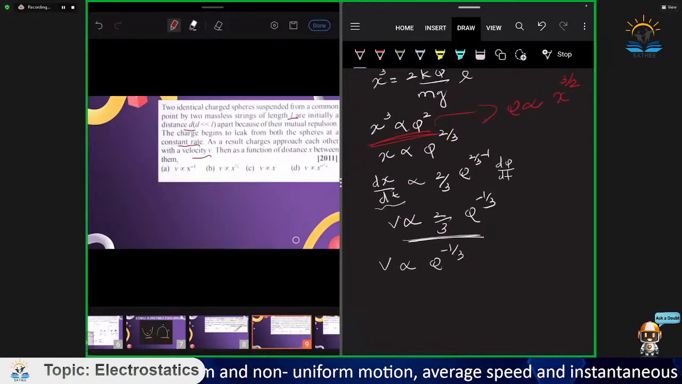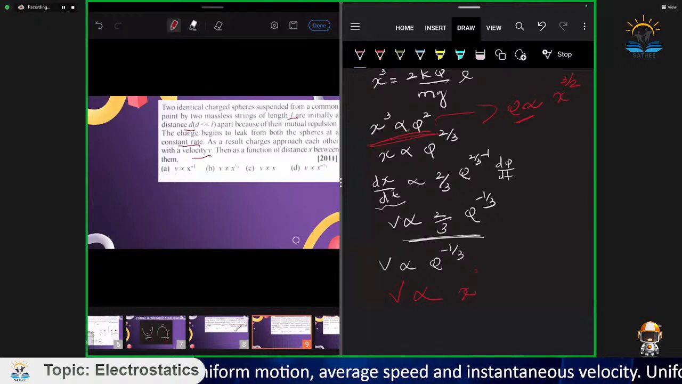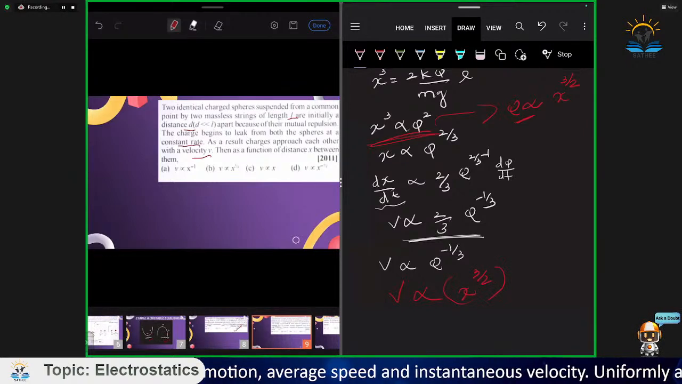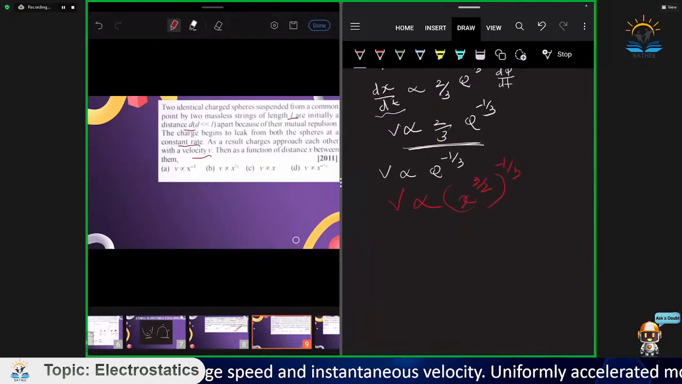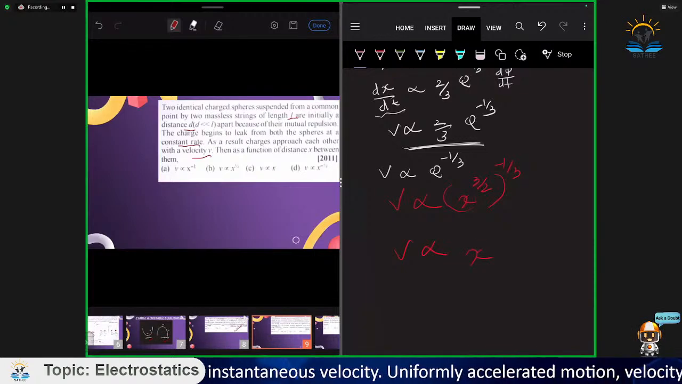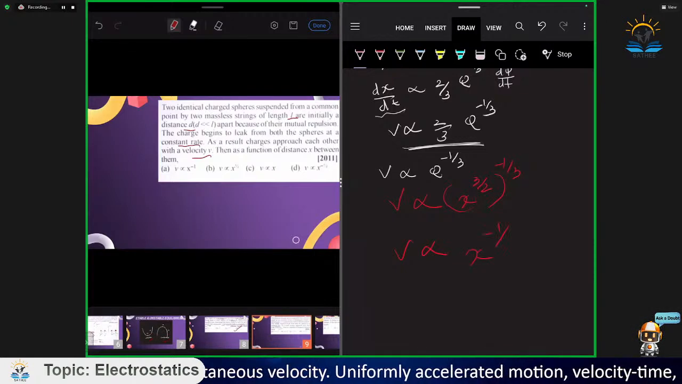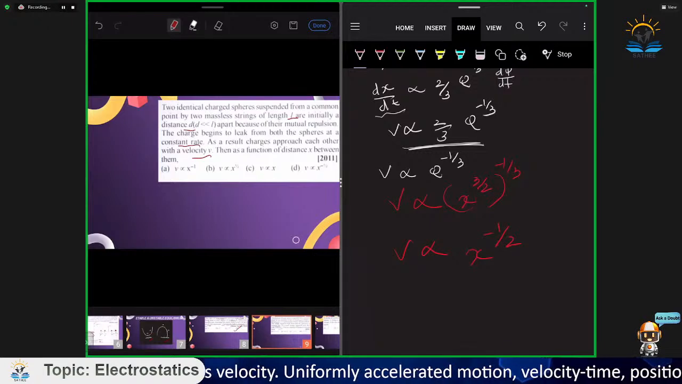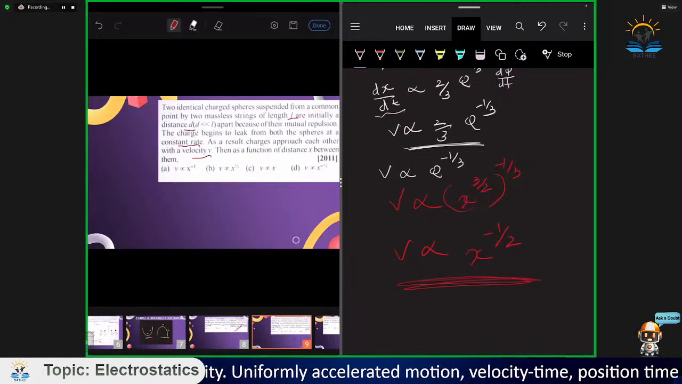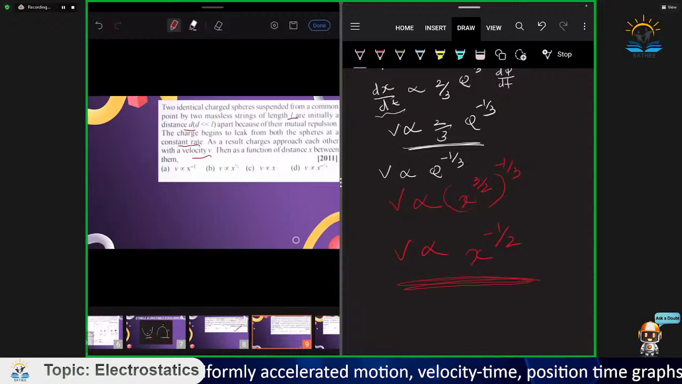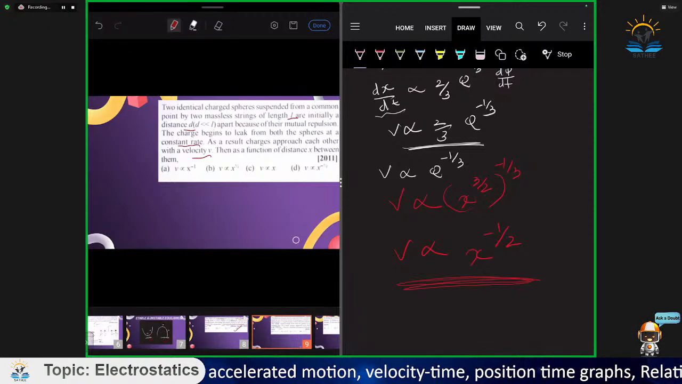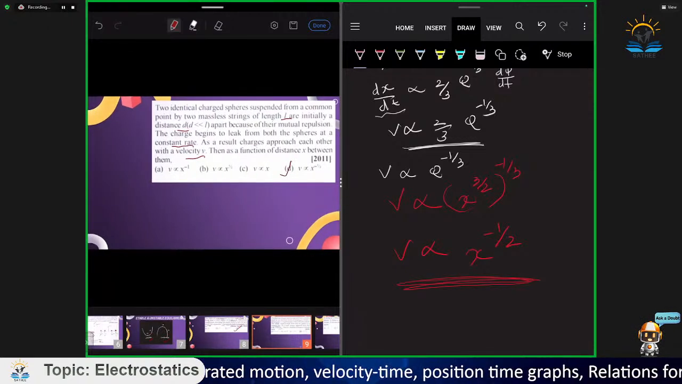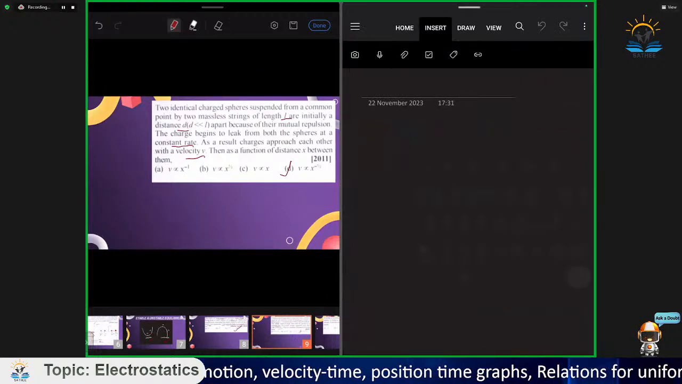So we can equate here. Velocity proportional to, for q we can write x raised to 3 by 2, raised to minus 1 by 3, right? So velocity proportional to x raised to, the 3 will cut each other, minus 1 by 2. So velocity will be proportional to x raised to minus 1 by 2. So the answer will be option D. Easy. Again, a very easy question.